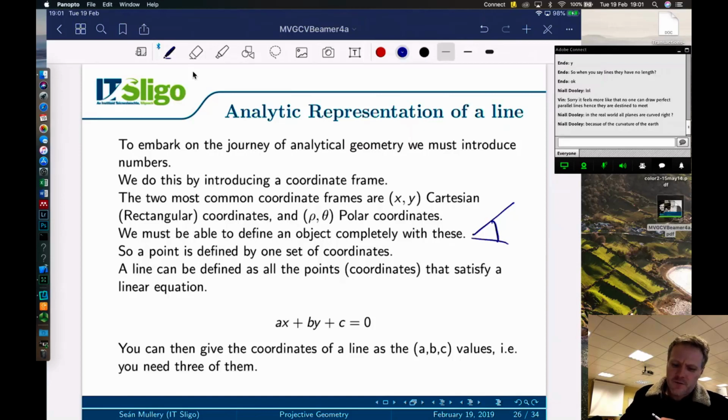So we must be able to define an object completely with these. A point is defined by one set of coordinates. A line can be defined as all the points or coordinates that satisfy the linear equation. So the full set of points that satisfy the linear equation.